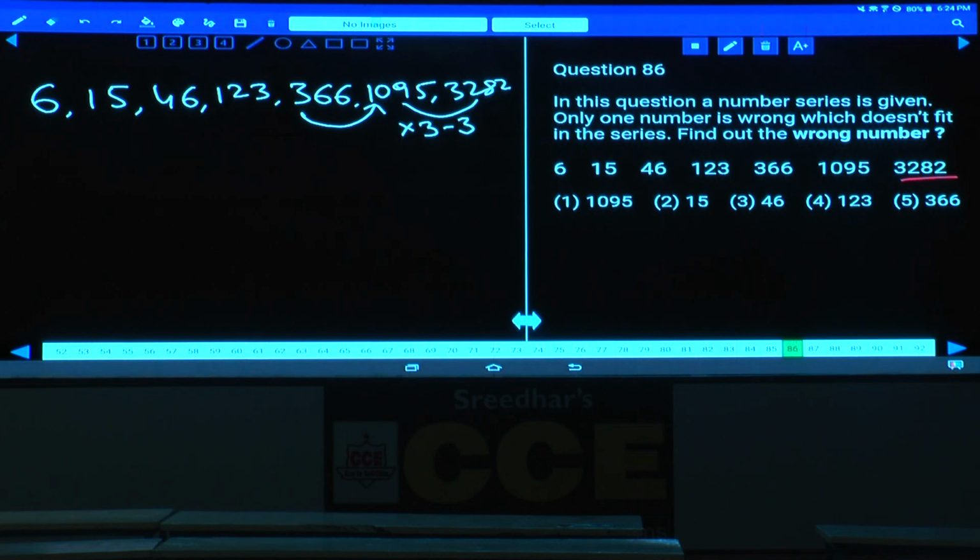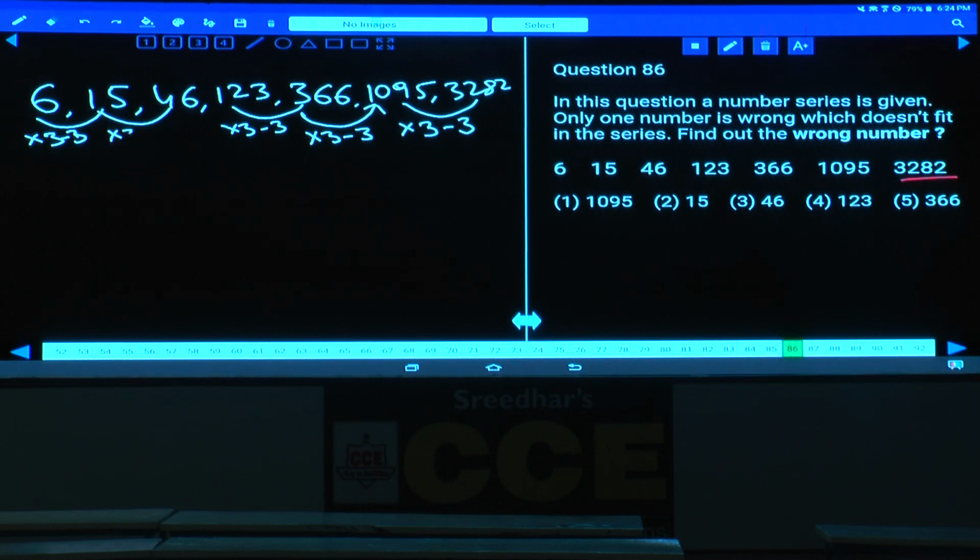Then compare these two, 366 and 1095. 366 into 3, 1098. And how much is given? 1095. And here again it is minus 3. Into 3 minus 3, into 3 minus 3 is constant. 123 into 3 is 369 minus 3 is 366. Hence it must be into 3 minus 3. 6 into 3, 18 minus 3, 15.